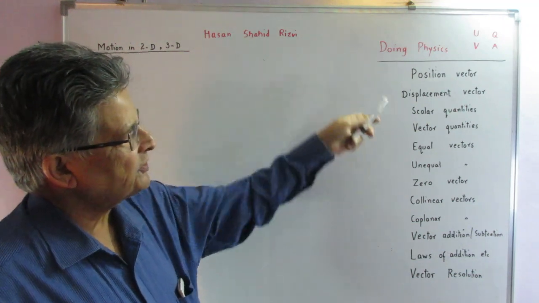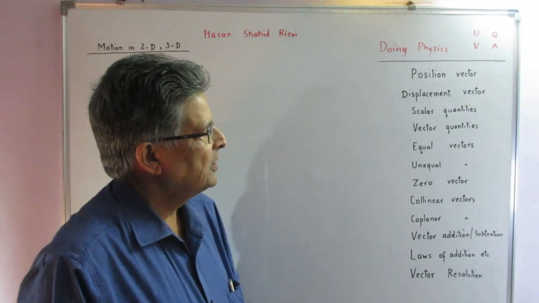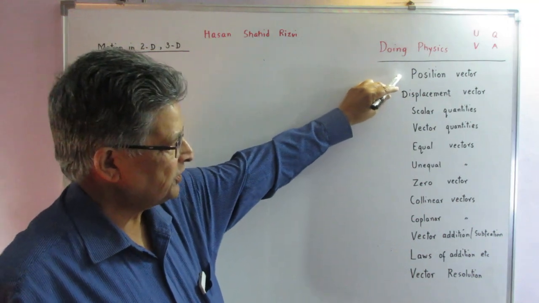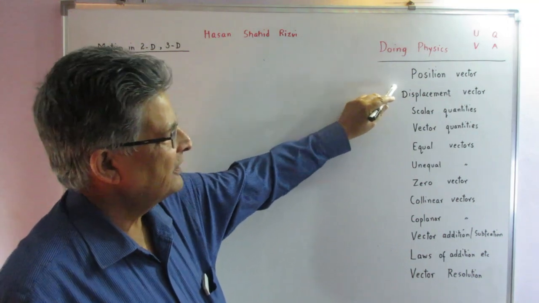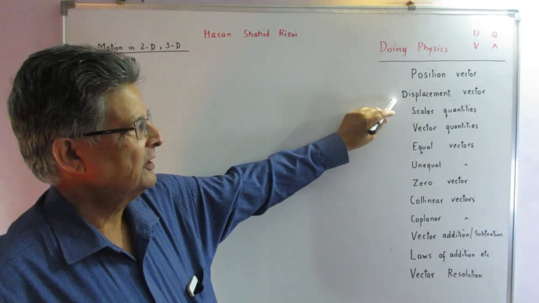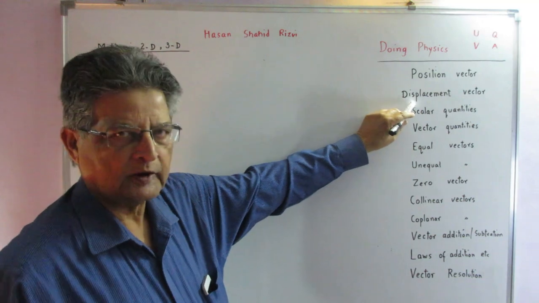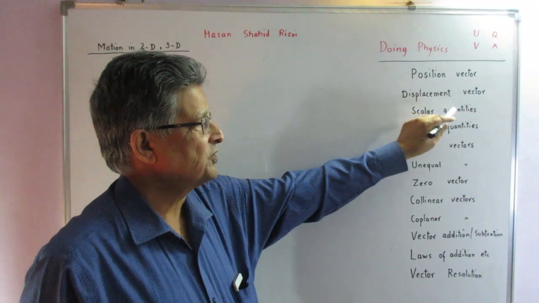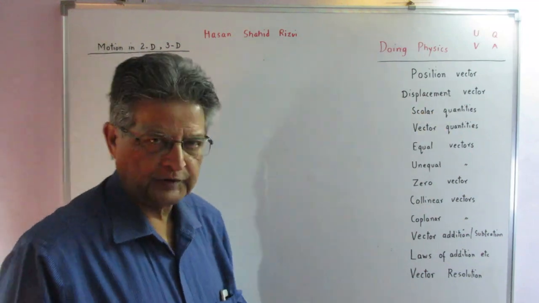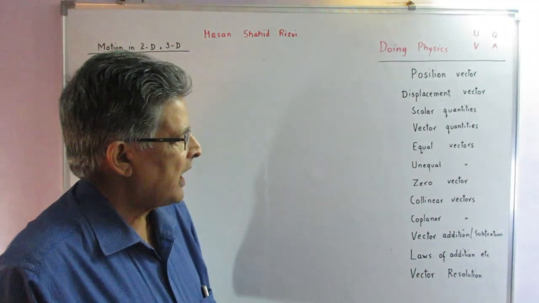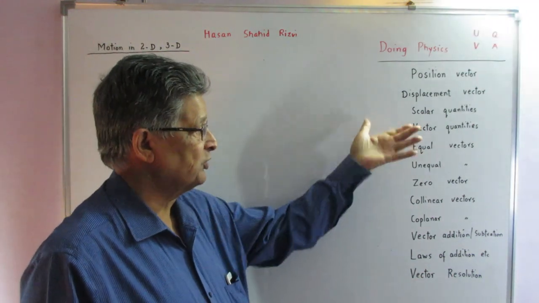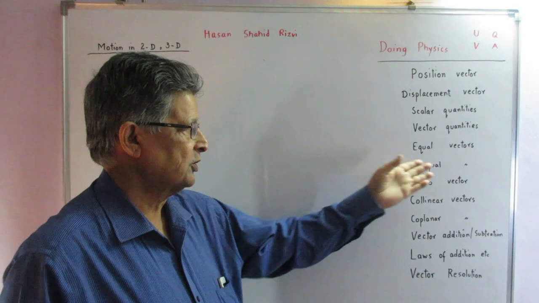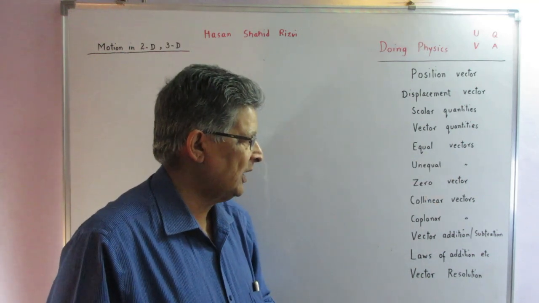So in doing two-dimension, three-dimension, even one-dimension, what we ought to know is what is the position vector. Then from position vector x, we go to the displacement vector, that is, x2 minus x1. Then I must define, and we must know, what are the scalar quantities in physics, and what are the vector quantities. Distinguish between the two of them. What we mean by two equal vectors. What are two vectors which are unequal?